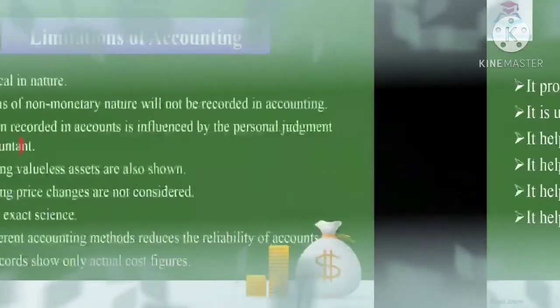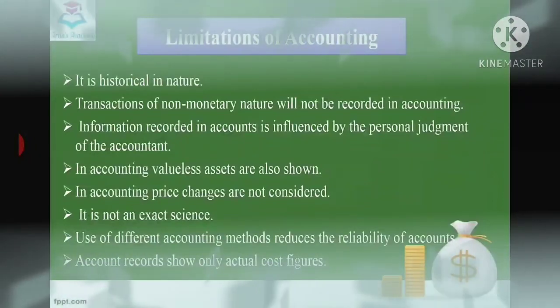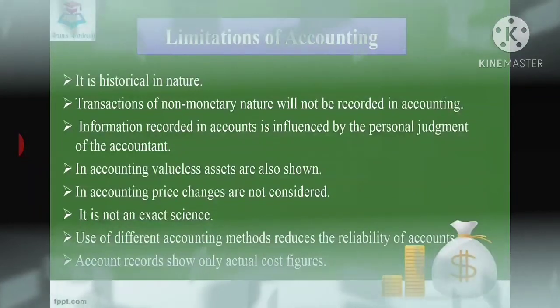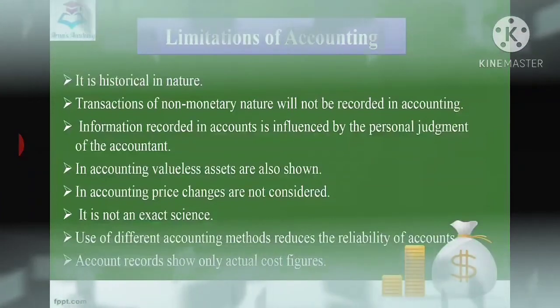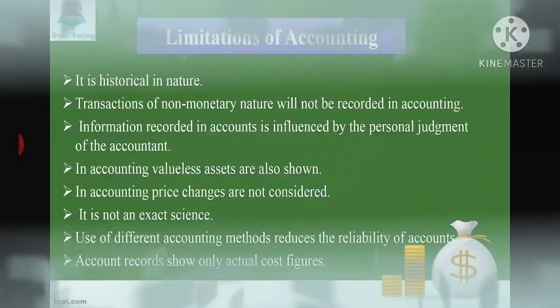Next, we are discussing the limitations of accounting. Limitation is nothing but the disadvantages of accounting. What are the drawbacks in accounting activities? First, it is historical in nature. We prepare the financial statements or balance sheets with the help of historical data, whatever data is available. For that data, we maintain the accounts. It is the first drawback of accounting.